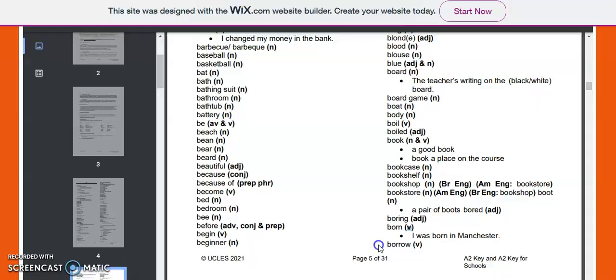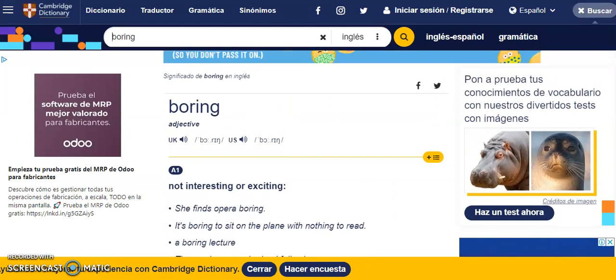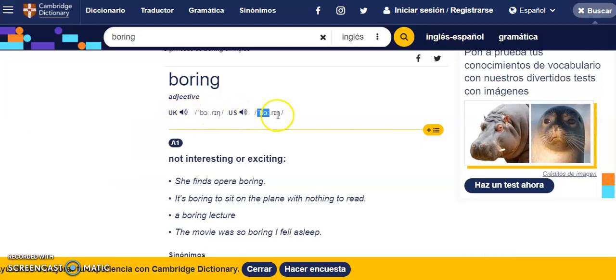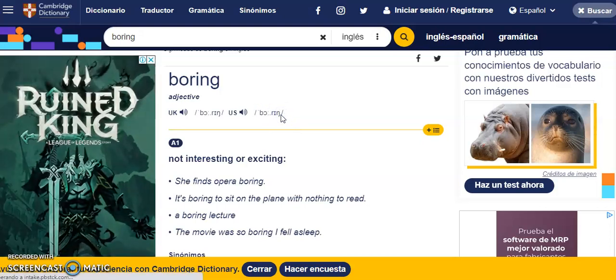Going into the Cambridge Dictionary, please pay attention to the information. On the Cambridge Dictionary, boring, it's an adjective. Check the pronunciation, boring, British English and American English. You know that you have to copy this information and put it on the slide on your PowerPoint. The definition says not interesting or exciting.